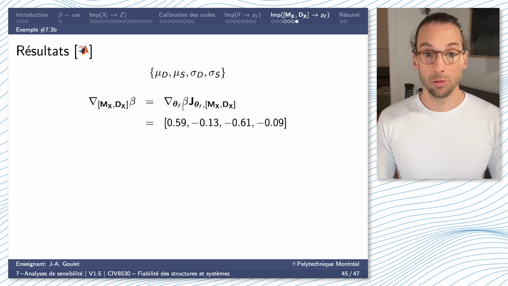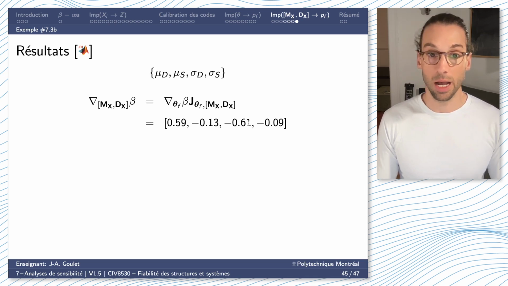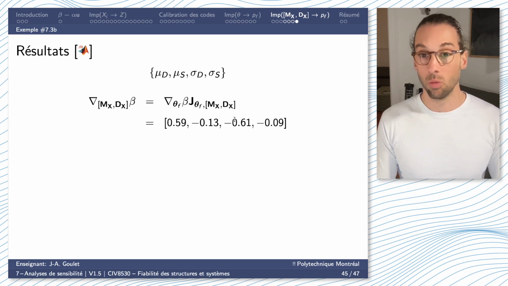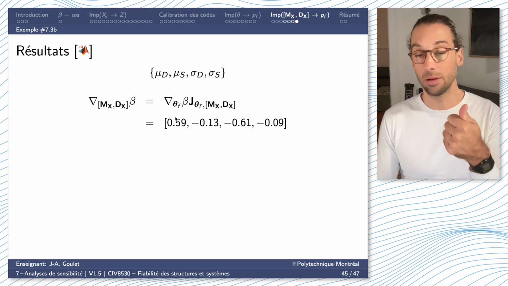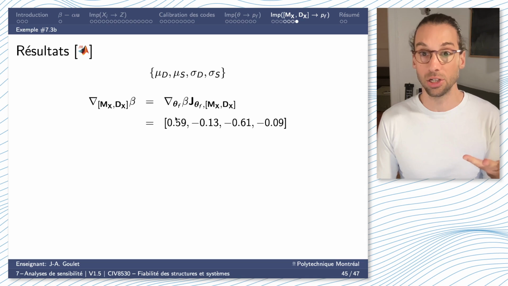So if I evaluate these results numerically, if I want the gradient of beta with respect to mean and standard deviation, I'm going to get these terms, meaning that if I change the mean by 1 unit, this is by how much it's going to change my beta. If I change my standard deviation for the first variable by 1 unit, this is by how much it's going to change my beta. So what you can see is that we have in order mu s, mu d, sigma s, sigma d. So d is associated with the resistance. So we see that if we change mu d, it's going to increase my reliability index, which I would imagine intuitively.